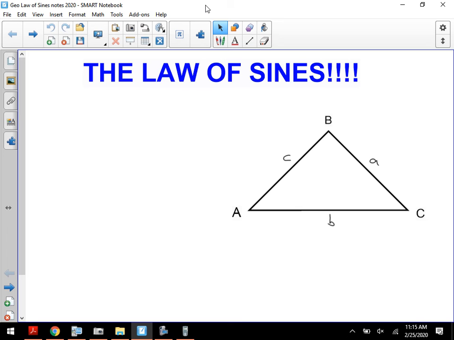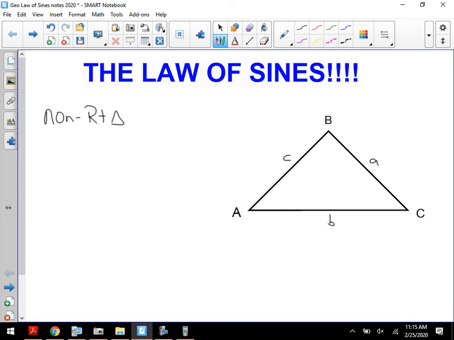This is for when you have triangles that are not right. Okay? These are going to be for non-right triangles. And we use this when you know, excuse me, an angle and its side opposite.